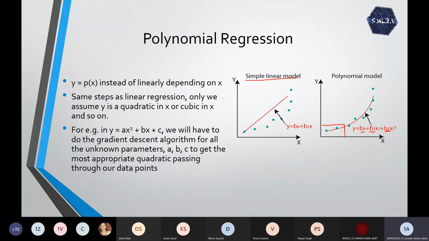So that was polynomial regression. We are assuming y is a polynomial of x. Same thing as linear regression, just we are assuming it's a polynomial. Individual values b0, b1, b2 we need to find correctly to plot the curve. We are going to run the gradient descent algorithm on each of them, so we get the best values for each of them.